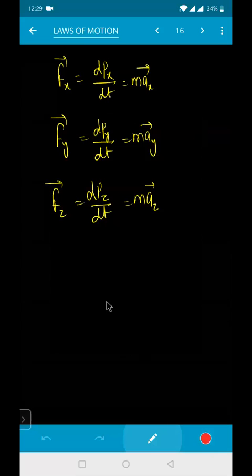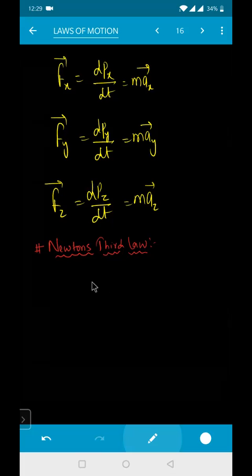That is about Newton's third law. I hope everyone knows Newton's third law from your school days. What is Newton's third law, beta? To every action, there is an equal and opposite reaction. That means whenever one object exerts a force on the second object, the second object also exerts the same amount of force on the first object.